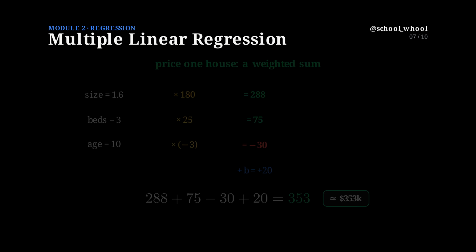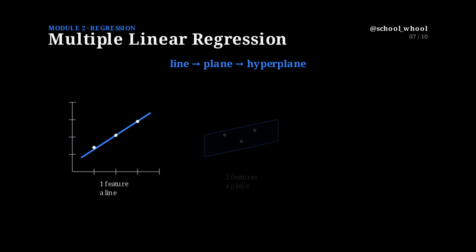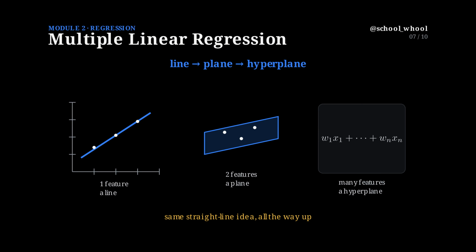With one feature, the model is a line. With two features, it becomes a flat plane tilting through the data. With more features, it's a flat surface in even higher dimensions, impossible to draw, but the same straight line idea all the way up. And here's the best part, nothing about training changes.